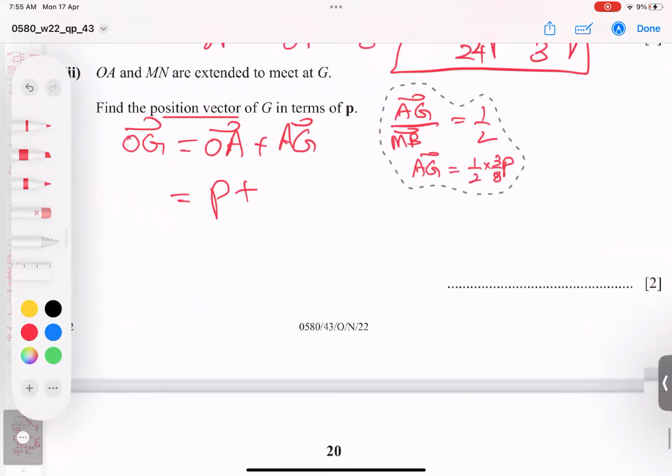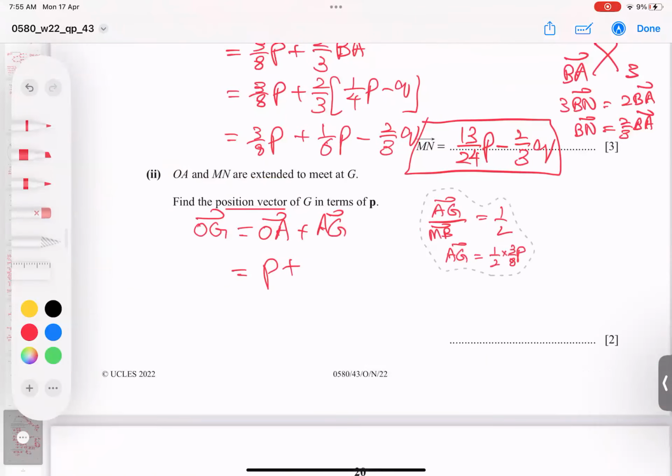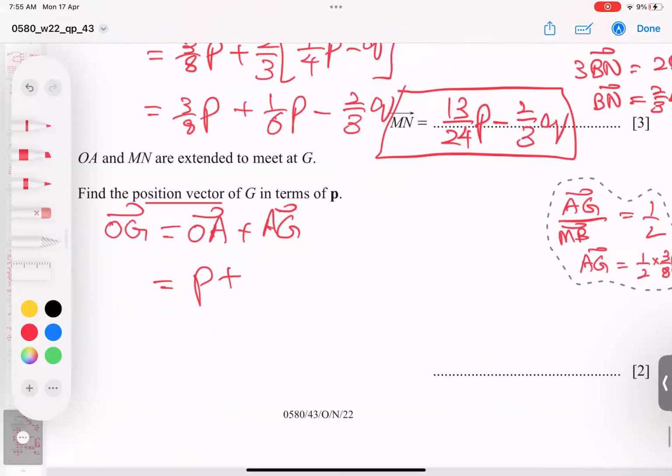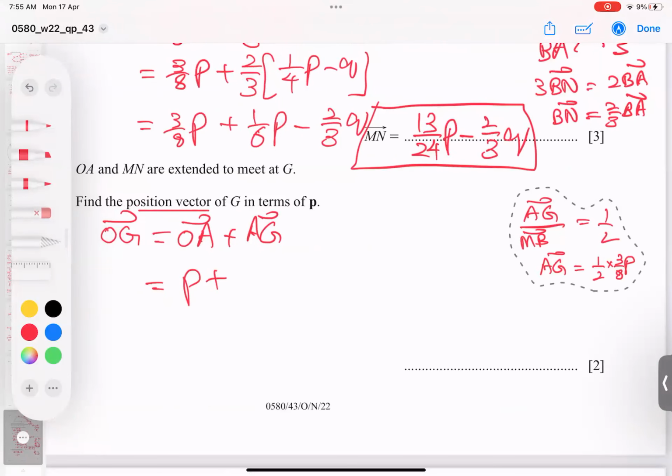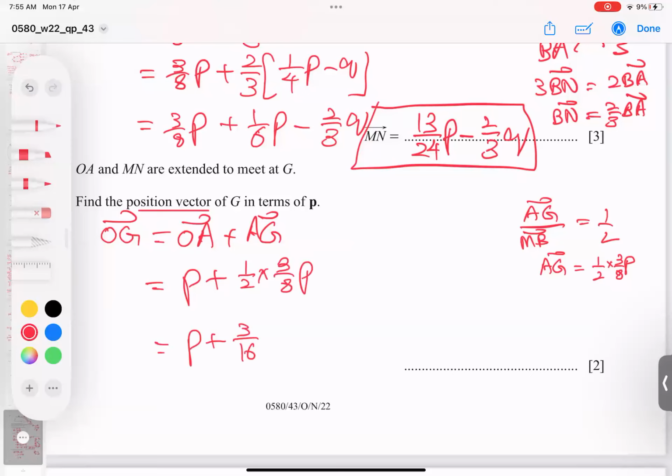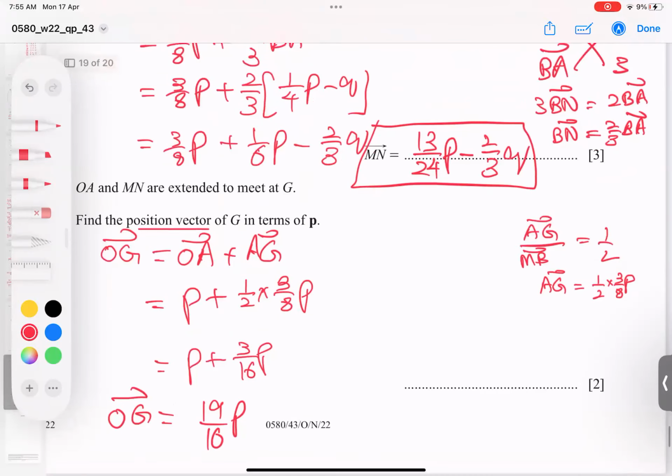So Alhamdulillah Rabbil Alameen, the part is clear. So this is my plan, and I'm going to finalize the question. So it means this AG is 1 over 2 times 2, 3 by 8P. So it means P plus 3 over 16P. And then I can write P, LCM 16: 16 ones are 16P, 16 plus 3, 19. So 19 over 16P is our final answer.